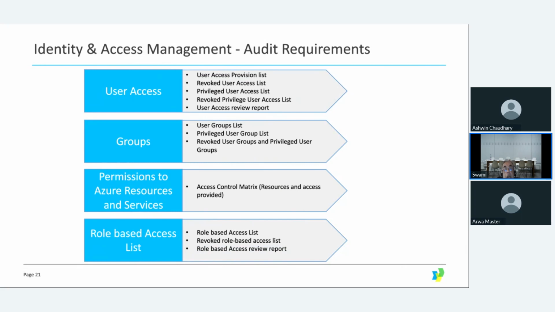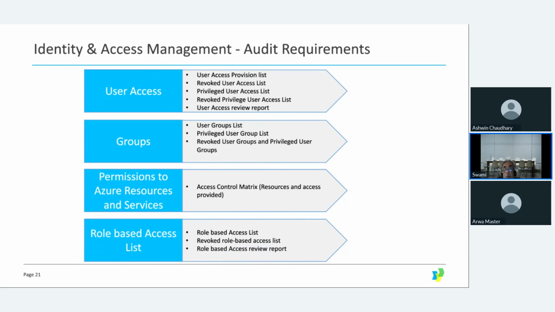When we talk about role-based access list, we will be looking at what are all the different roles that you have, what are all the privileges that they have, and also who are being provided with such roles, and also the revoked role-based access list, the role-based access review report. For anything and everything, as you know, it is important to review at periodic intervals all these things: the user access, identity and access management, and other aspects of it from the security perspective.